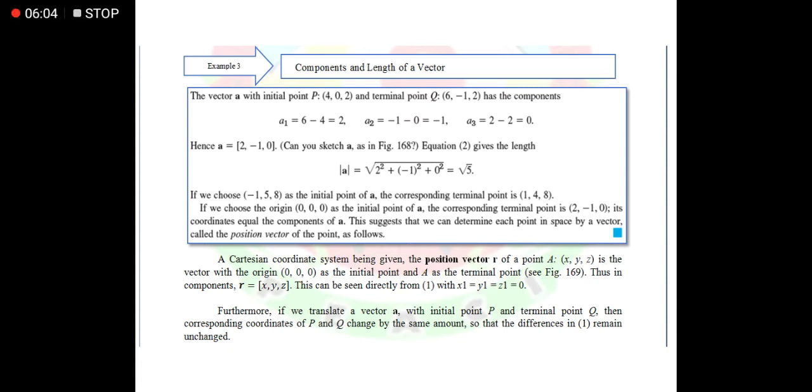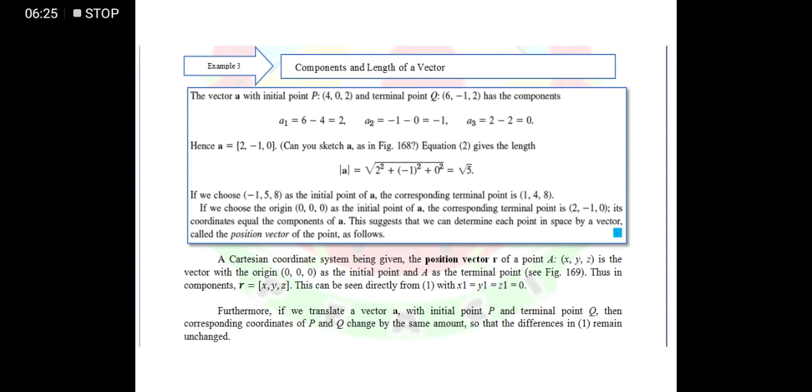Yung tinatawag natin, tawag dyan, basta, pakikuan na lang. Basta nasamin ko, pero hindi ko nga lang masabi. Okay? So, yun. So, as you can see here, for us to be able to find the magnitude of vector A, we have here square root of 2 squared, yung component number 1, which is 2.